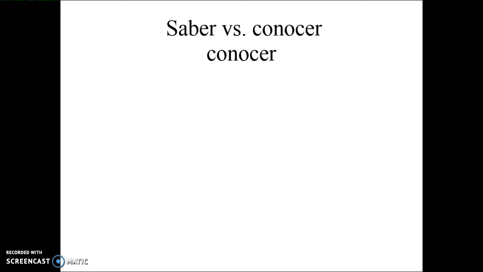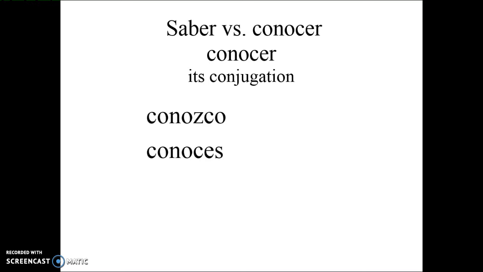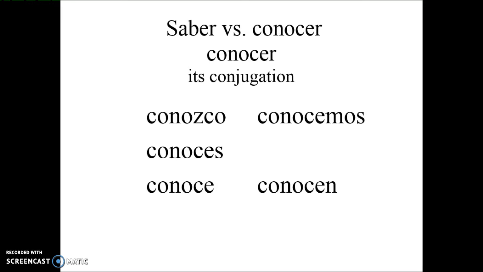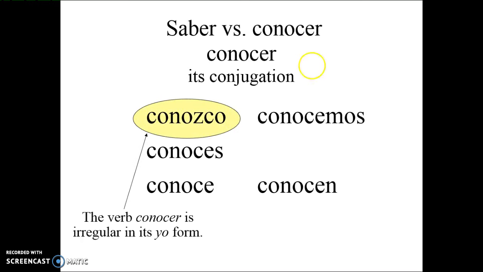All right, finally, let's go down to conocer. It also means to know, so let's figure out how to conjugate it first. Conozco, conoces, conoce, conocemos, conocen. Notice, again, you conjugate it like a regular ER verb, just like saber. You drop the ER and you add es, emos, en.